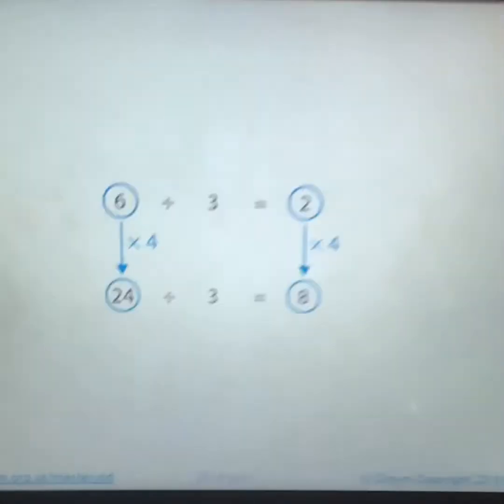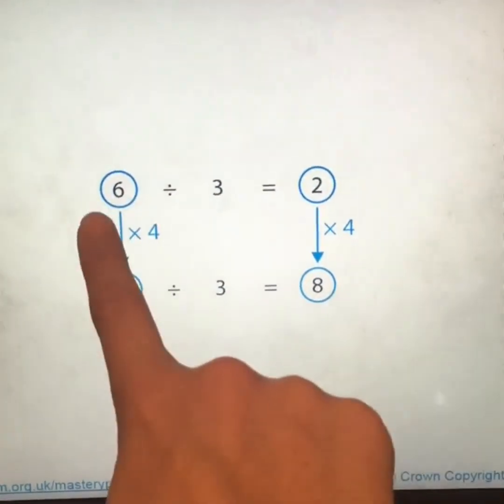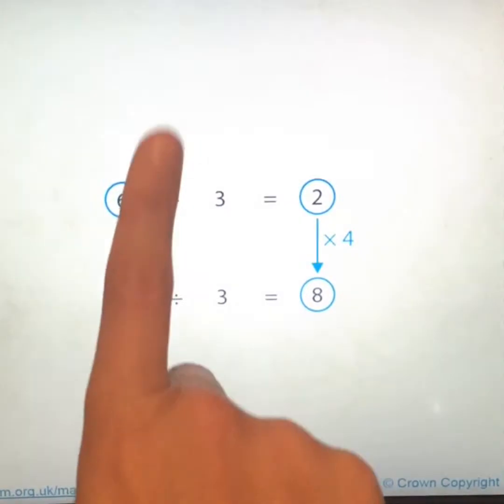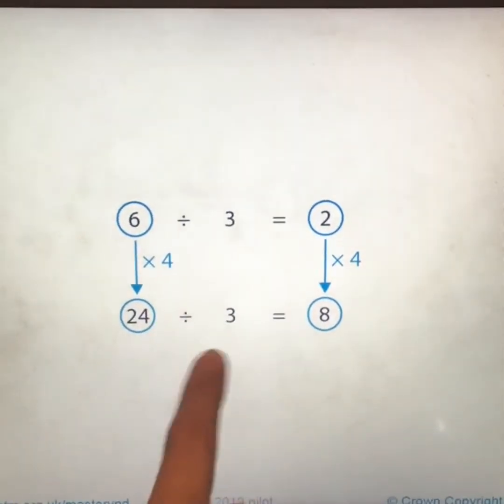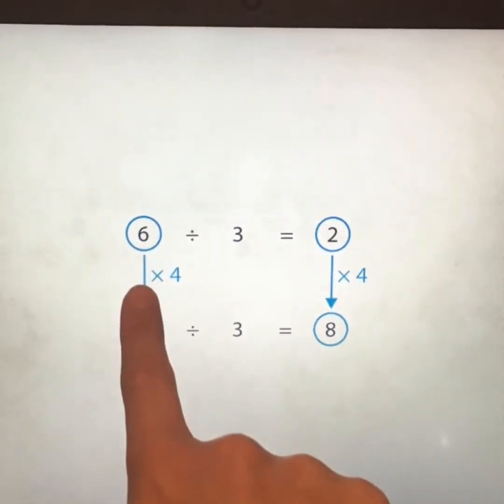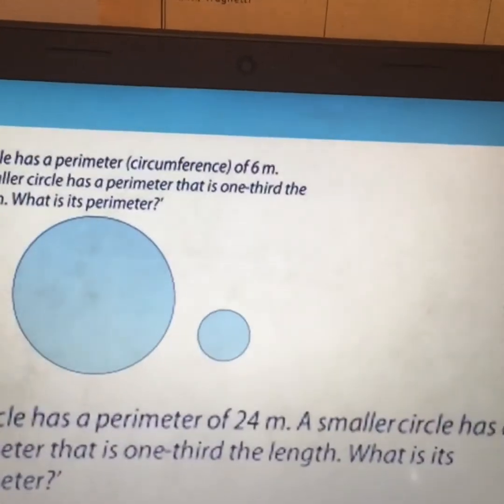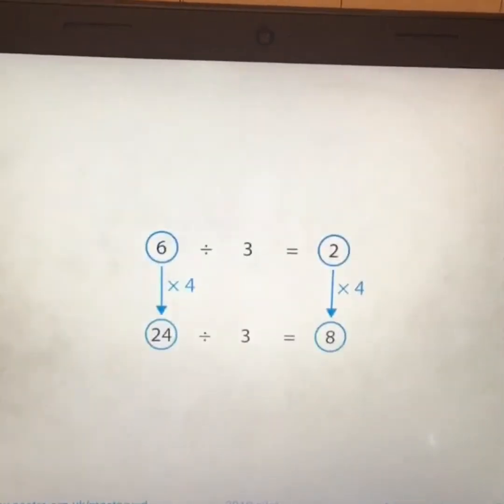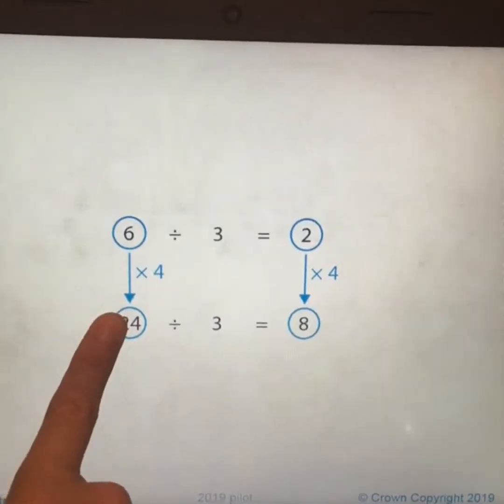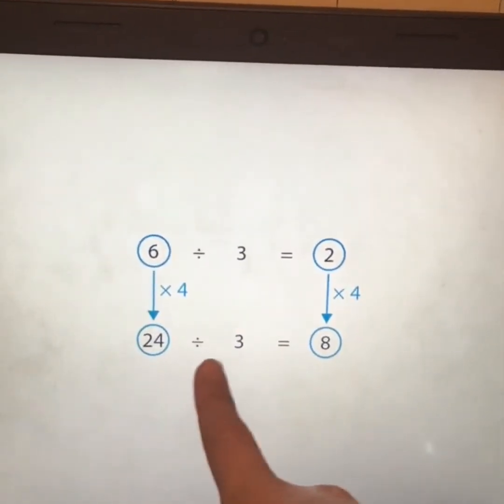Okay, so for this one then, first of all, you had a 6 metre circle, so a third, so 6 divided by 3 is 2 metres. For the next one, we still wanted a third, we were still dividing by 3, but we're going to times 6 by 4 to get to 24, because it said it was a 24 metre circle, the second circle. So we've times the dividend by 4, so we need to times the quotient by 4. So 24 divided by 3 is 8.